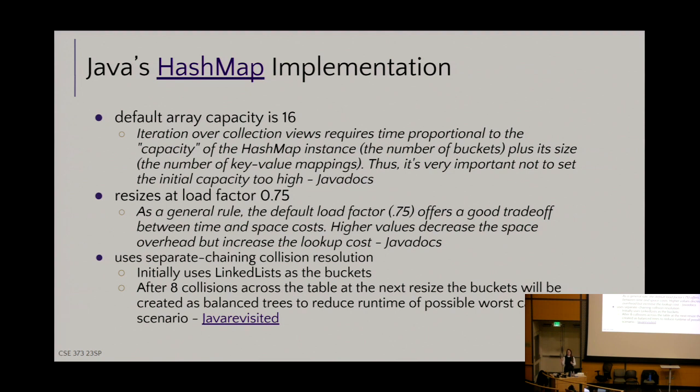Good clarifying question. I'm pretty sure they mean 8 collisions total across the hash table. That's when it transforms into an AVL. Yes. Because 8 collisions in one bucket, that's a lot. Then you got something real funky going on. Cool. Yeah? They do. They keep a count of how many collisions are happening. Yes. Cool. Okay.